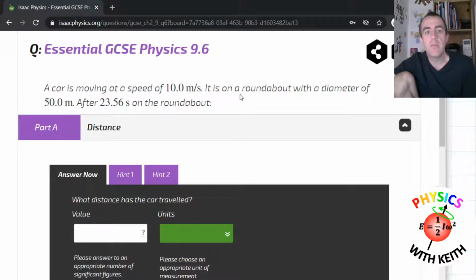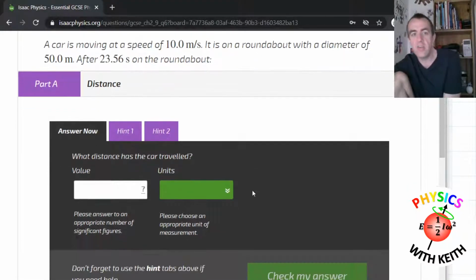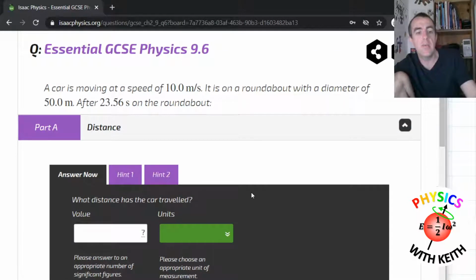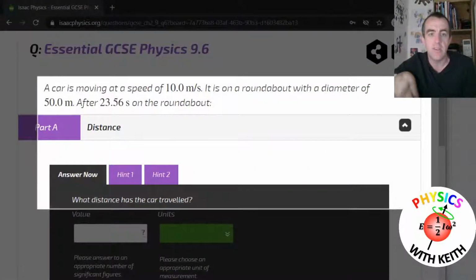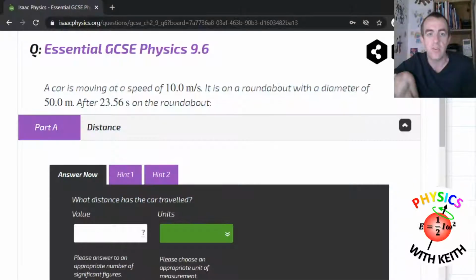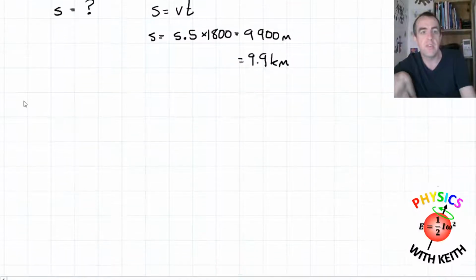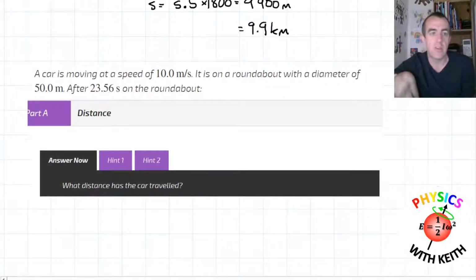So a car moving at a speed of that, round about the diameter of that. This question is a little bit different because we're talking about going in a circle. I'm just going to take a screenshot of this question so that I can put it on my same screen while I'm working on it, so we can see all the numbers.